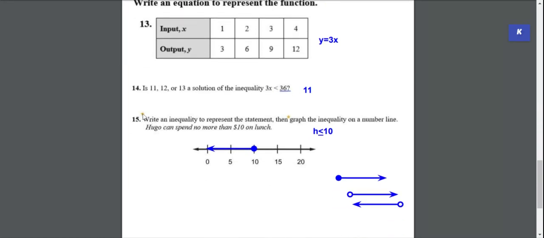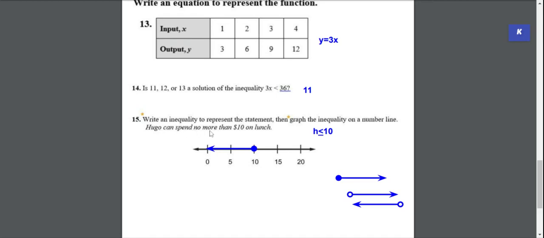For number 15, you'll notice that I gave 2 stars to point out that there were 2 things that you needed to do with this. Your inequality sentence is Hugo can spend no more than $10 on lunch. Now, you got to decide what's going to happen here. Can he spend more than $10? I think you'll agree, no, he can't spend more than $10. Can he spend less than $10? Can he spend 8 or 2 or 5? Yes. But can he spend exactly $10? In this case, yes. It says no more than, which means 10 is still acceptable.